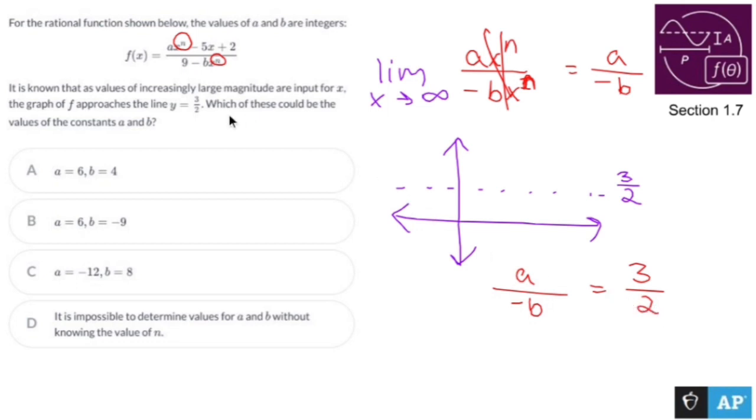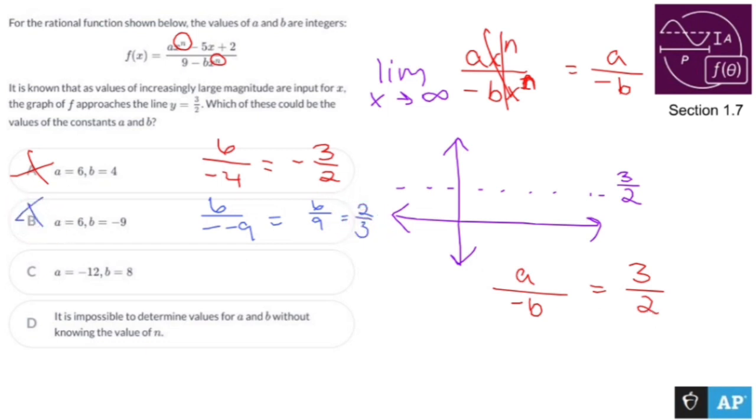Okay, so which of these could be the values of the constants a and b? All right, well, if a is 6 over negative b is 4, that gets me negative 3 over 2, which is not 3 over 2, not what I want. If I try out a is 6 and negative b is negative 9, that gives me 6 over 9, which is 2/3. Not the same as 3 over 2.